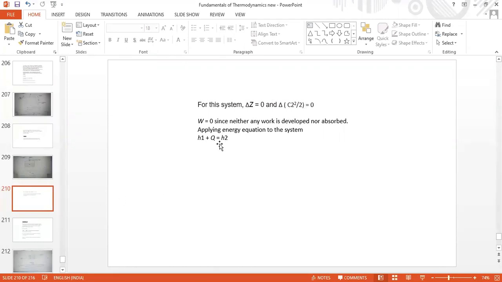That does not mean that there is no velocity at entry and at exit. Sometimes there may be velocities, but the change in velocity, the change in kinetic energy, may be zero. In that way, velocities may be there, but the change in kinetic energy is equated to zero. In that way, the substitutions are to be understood.